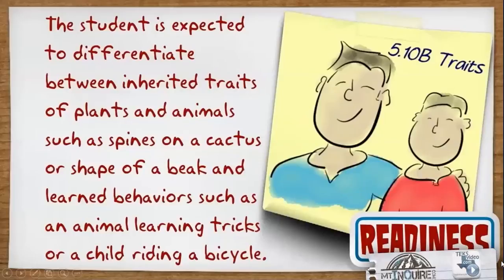Let's again review the objective. The student is expected to differentiate between inherited traits of plants and animals, such as spines on a cactus or shape of a beak, and learned behaviors such as an animal learning tricks or a child riding a bicycle.